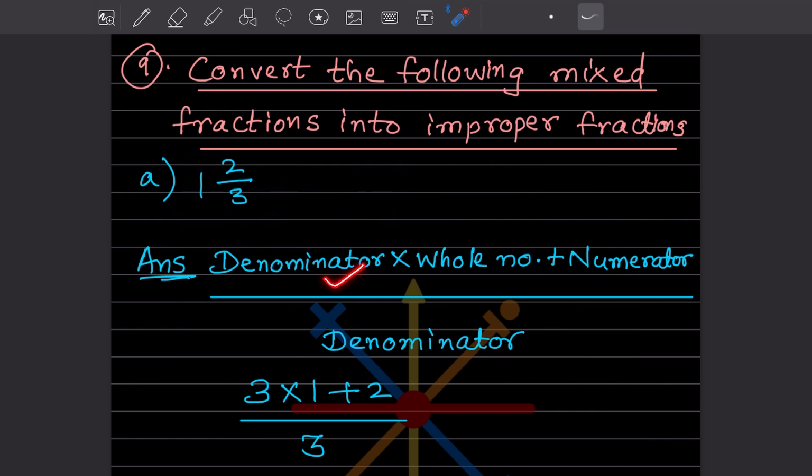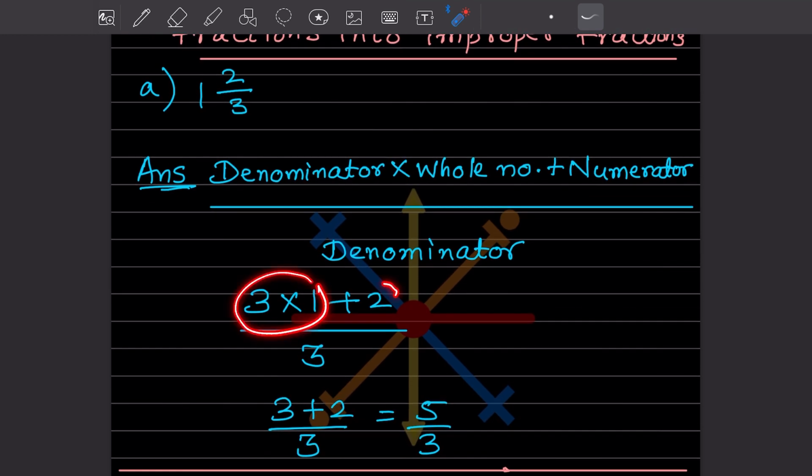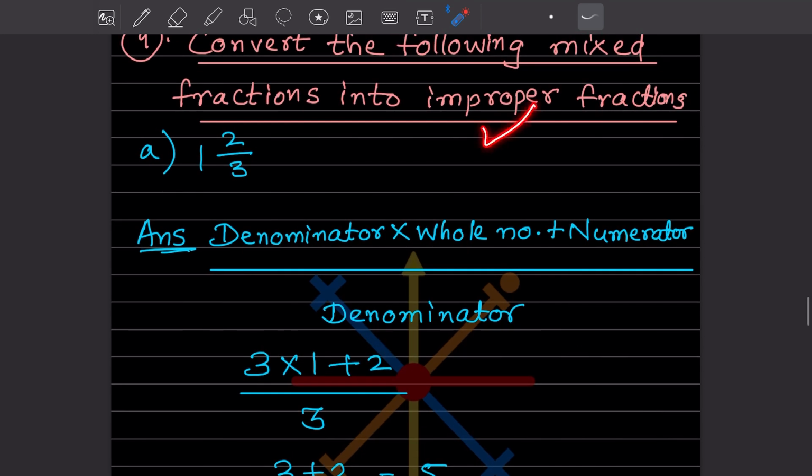So what did I write? This is the denominator. Multiply by whole number, plus numerator. So you got the answer 3. 3 multiplied by 1 is 3, plus 2, so the numerator is 2. So what did you get here? 3 multiplied by 1 plus 2 and the denominator is 3. This is just a practice. So what will you write here? 3, plus 2 by 3, that is 5 by 3. And they want the answer in improper fraction, so you have to keep this here.